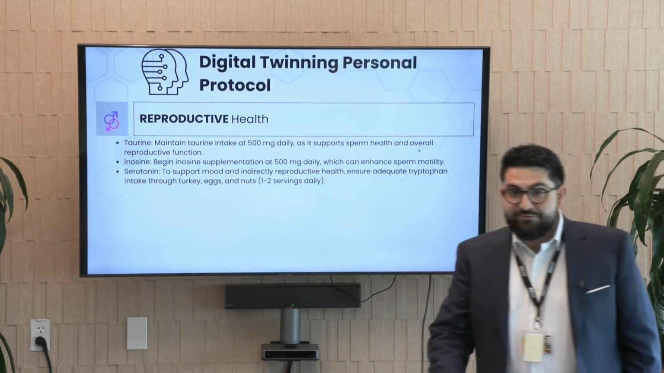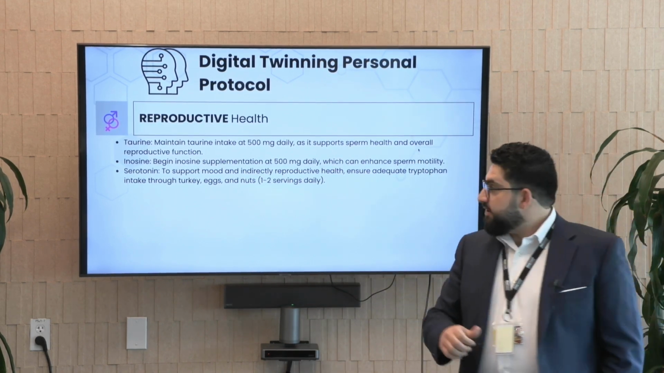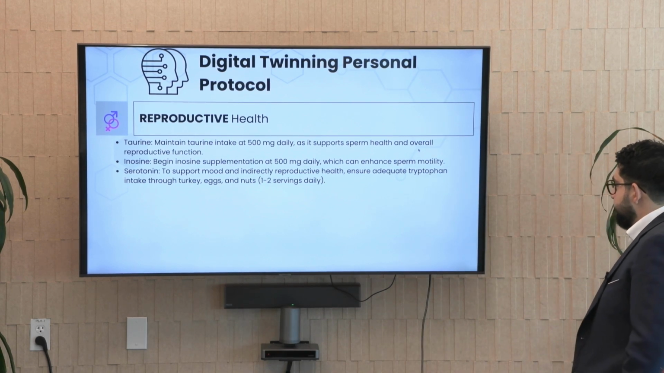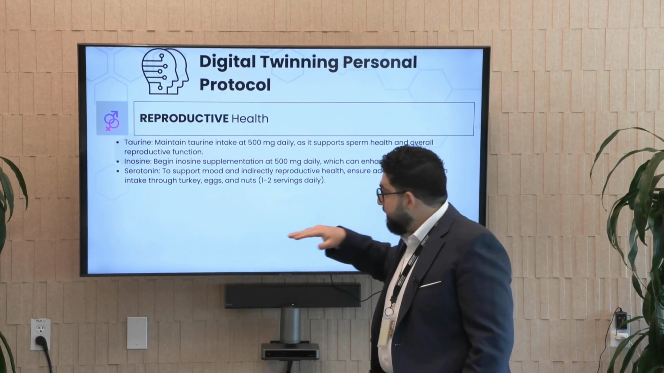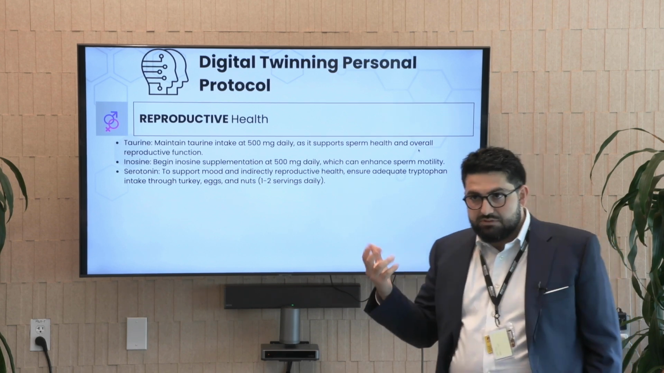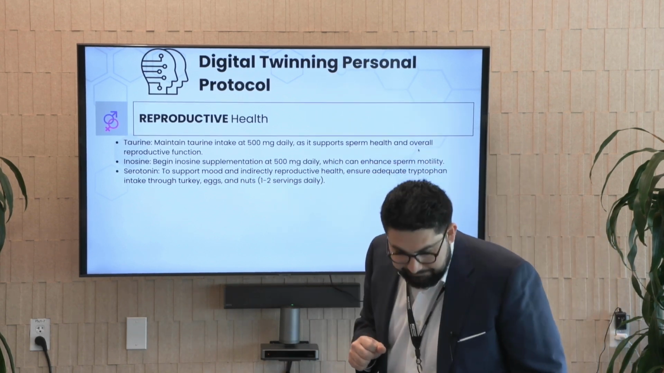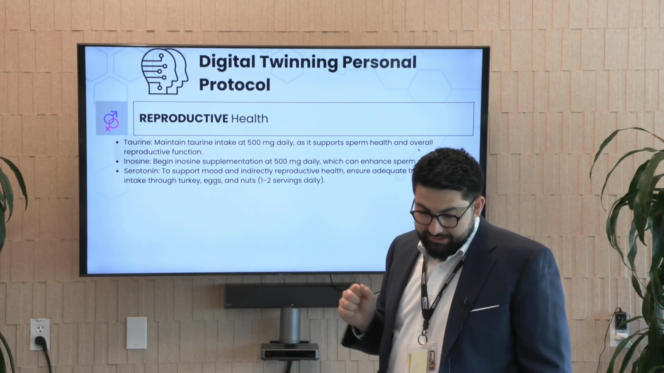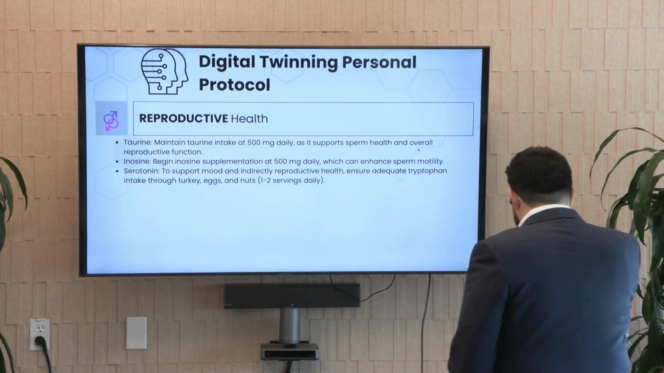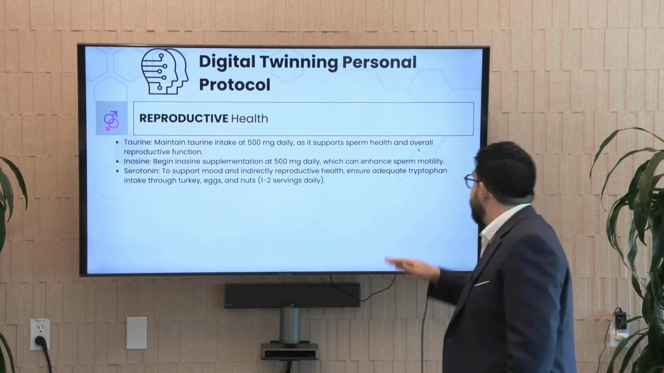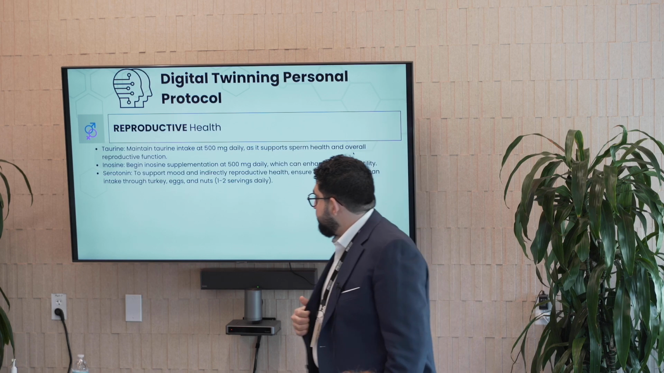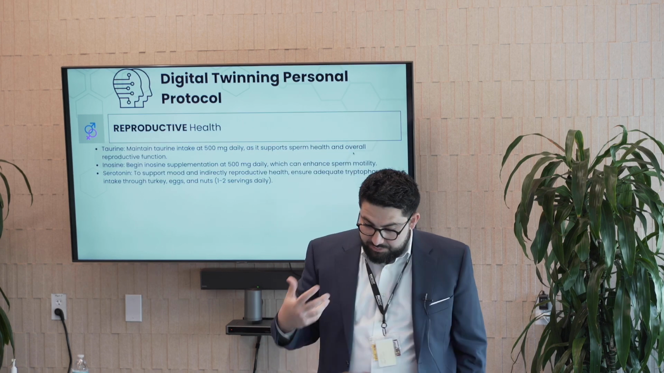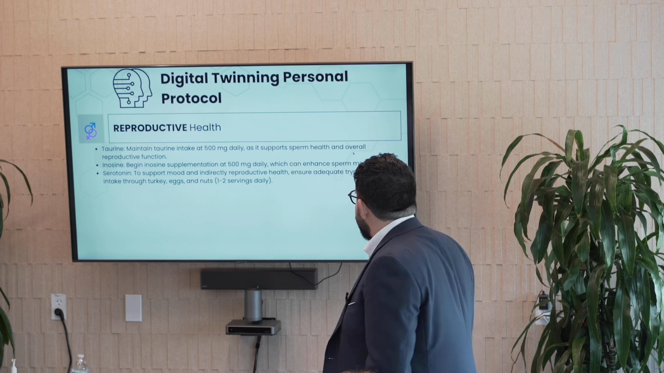Inosine, remember their inosine levels were almost 0, right? So now we're starting them with inosine supplementation. This is, again, a younger male. We want them to make sure that they have good sperm motility. And serotonin. Their serotonin was a little bit low for their age group as well. So again, ensure some adequate tryptophan intake, because we're going to create serotonin from that, the precursor. 1 or 2 servings a day.